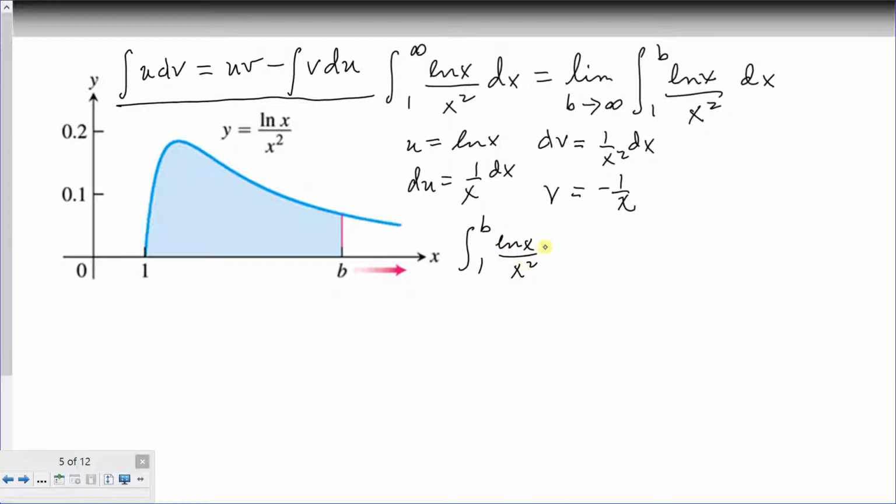So now we can write that the integral from 1 to b of ln of x over x squared dx is equal to uv, which is minus ln of x over x, and we want to evaluate it at 1 and b, minus the integral from 1 to b of minus 1 over x squared dx. That is minus the integral of v du. So v du would be minus 1 over x squared dx.